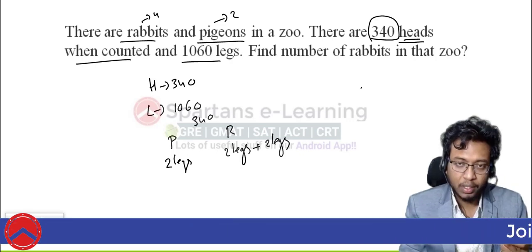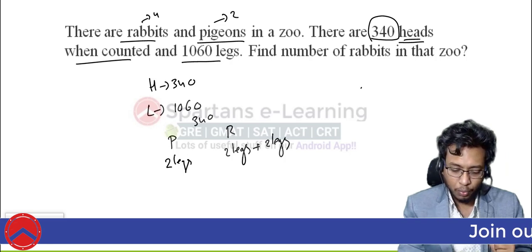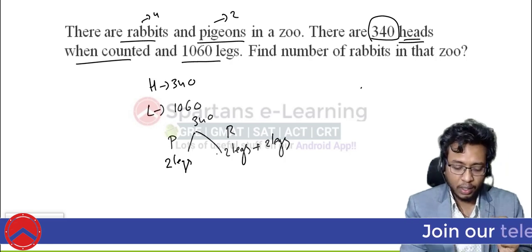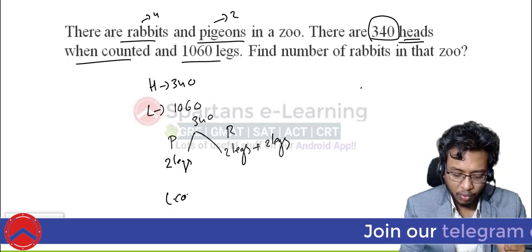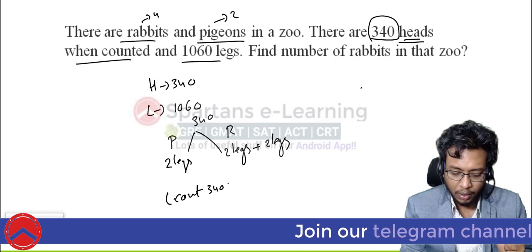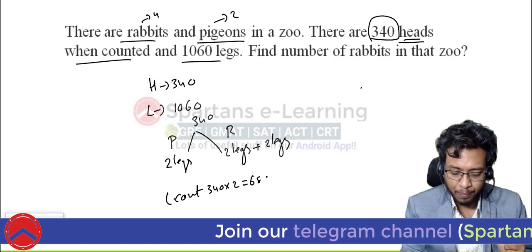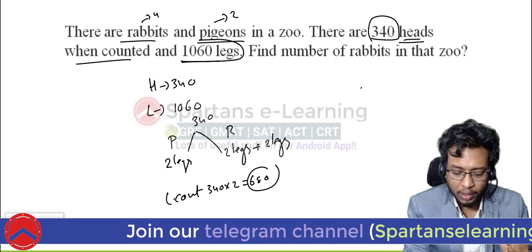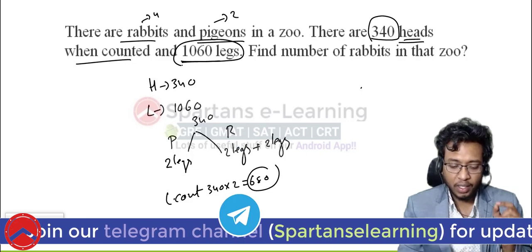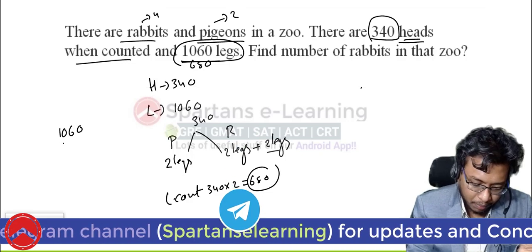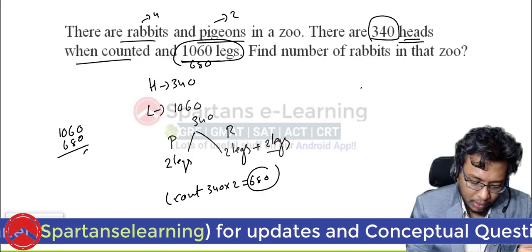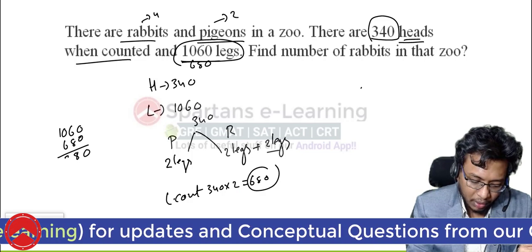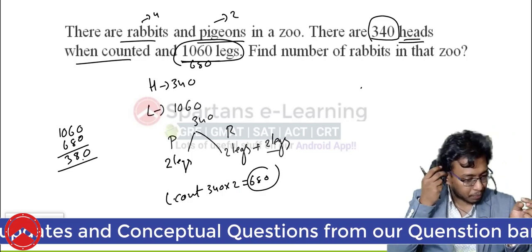340 animals are there. If there are 340 animals in the zoo, every animal is having 2 legs, then total leg count will be how much? 340 into 2, which is 680. But what is the total leg count given? It is 1060. So what is the deficit here? You have to remove 680. 680 you remove from here, it will be 380, right?